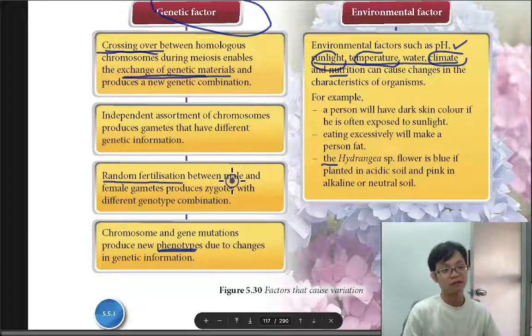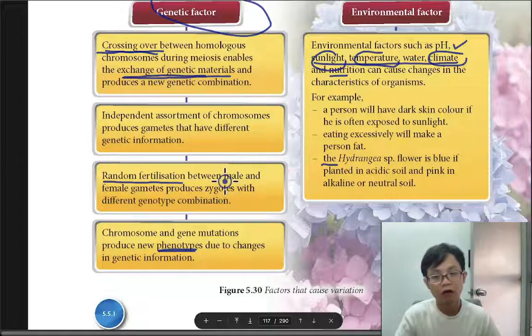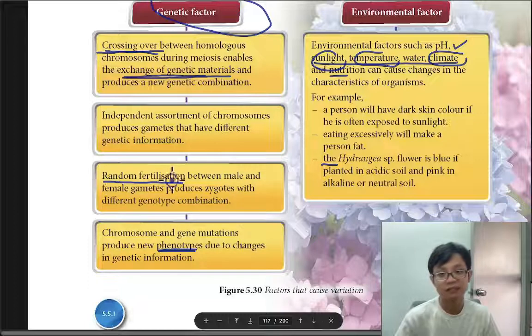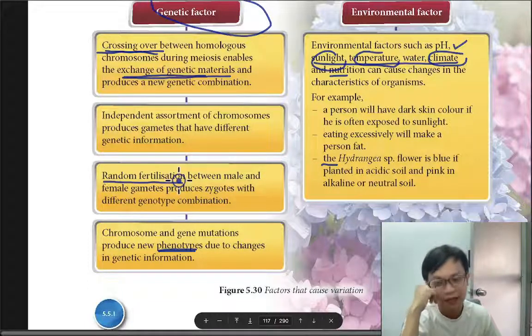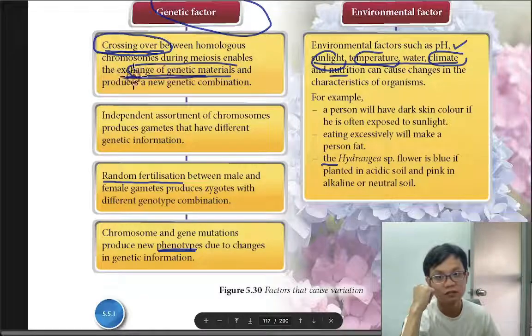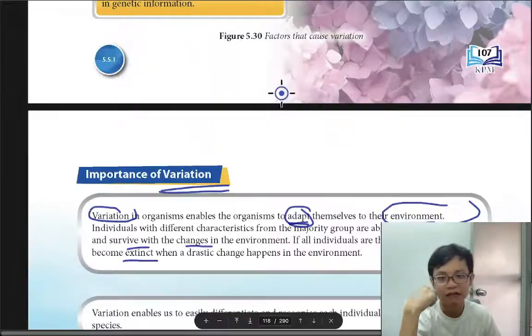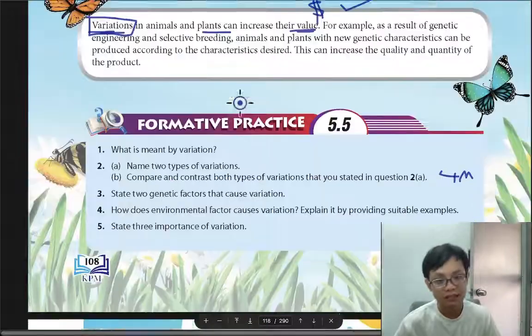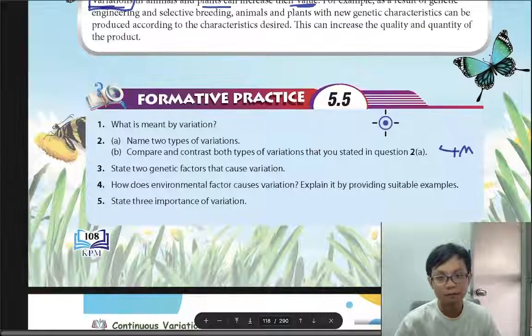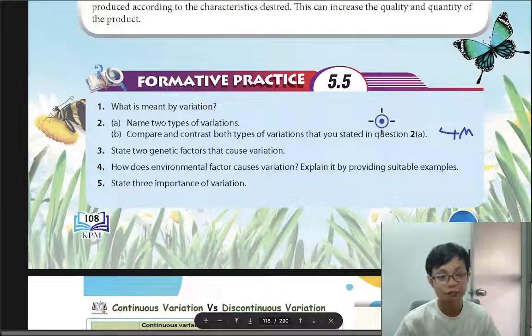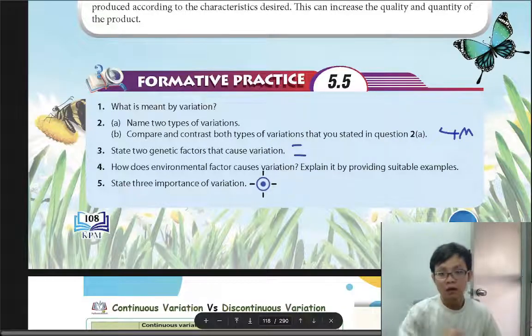So eventually you have 4, and that has a what? So that's why I say random fertilization between male and female gametes. Another one I would say is crossing over. Okay, because in crossing over there is an exchange. I will just write like that: crossing over occurs during meiosis, and there is a random exchange of genetic material, and gametes meet randomly during the fertilization process. Okay, so you can write this now. There are 2 points.